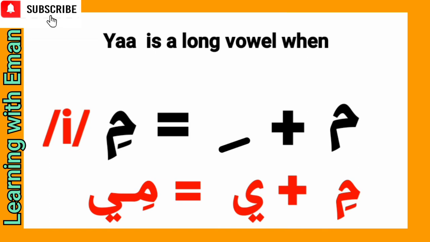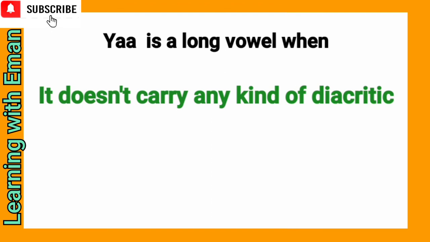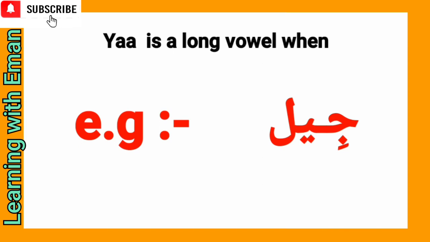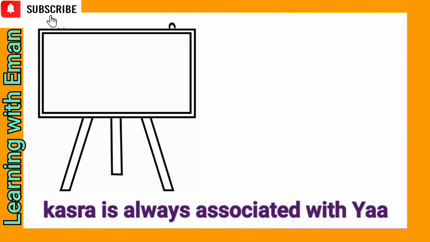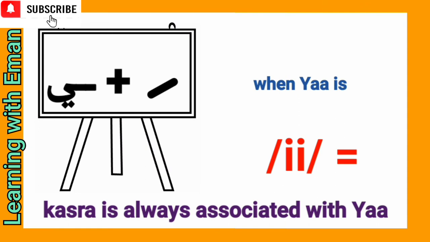The last condition is that ya doesn't carry any kind of diacritic. For example, jil. Jil means generation. As you can see, when ya is acting as a long vowel, nothing will be written on top or below of it. Notice that kasra is always associated with ya. When ya is acting as a long vowel, it produces the sound of double e. Now let's look at these examples of Yaa Al-Madd.